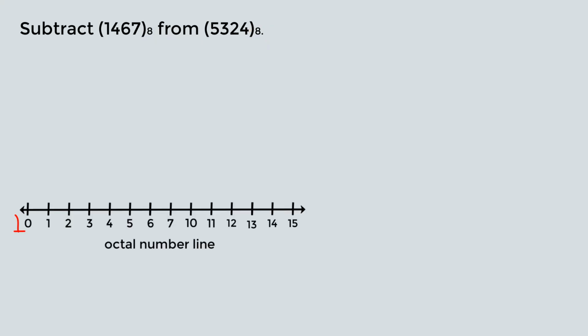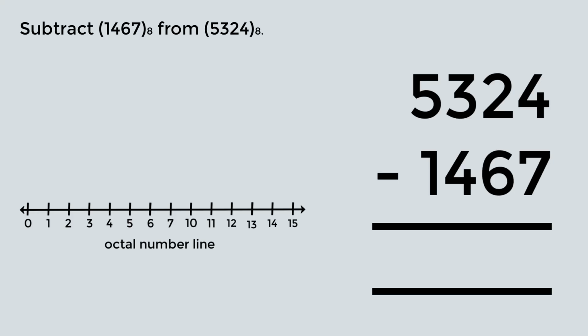Suppose we want to subtract 1467 in base 8 from 5324, also a base 8 number. The small 8 at the bottom tells us that these two numbers are written in base 8. In base 8, the available digits are 0, 1, 2, 3, 4, 5, 6, and 7. We align the numbers to the right as we did before.